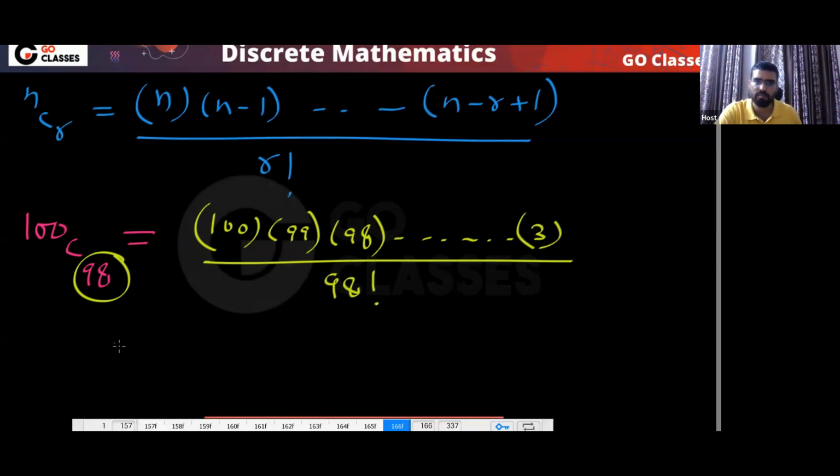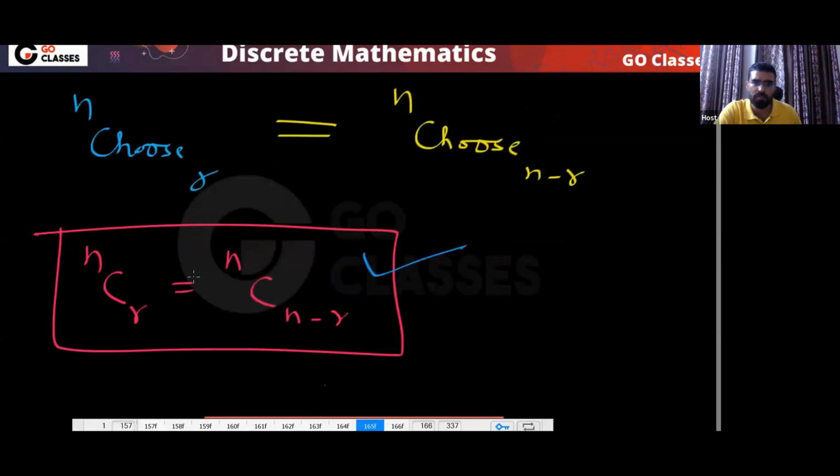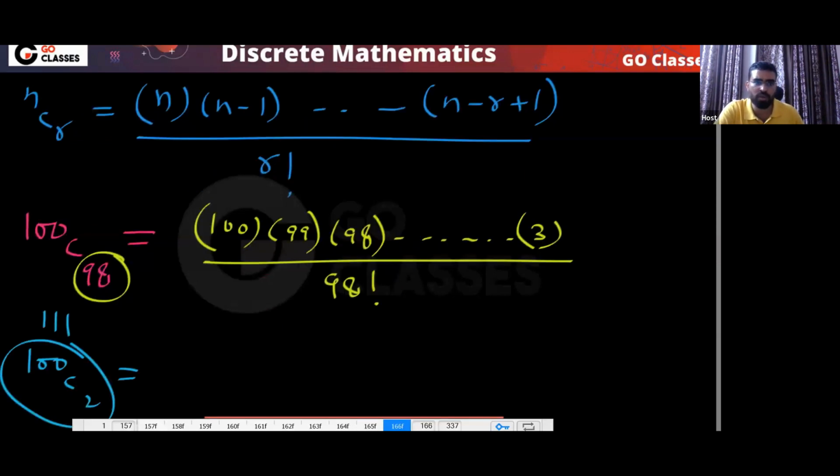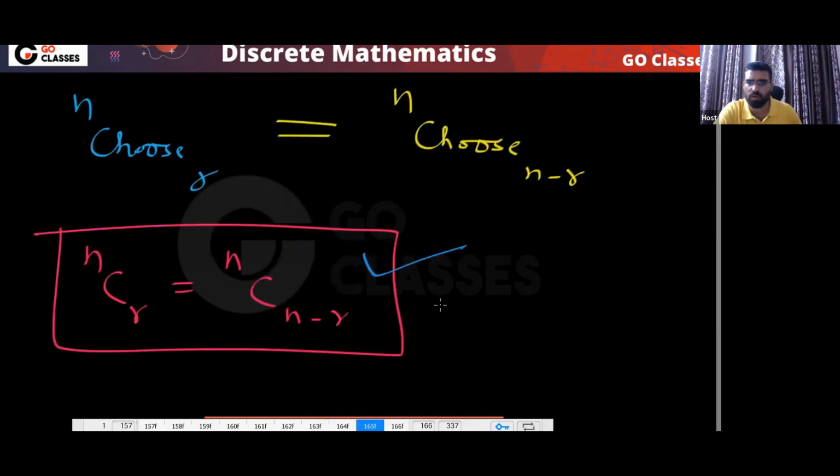What is better? Better is, this is same as 100 C2, because NCR is same as NCN minus R. So now you only have to write 2 terms: 100 times 99 divided by 2 factorial. So that is your answer. Okay, so this is the idea. Using this, you can reduce your number of terms.